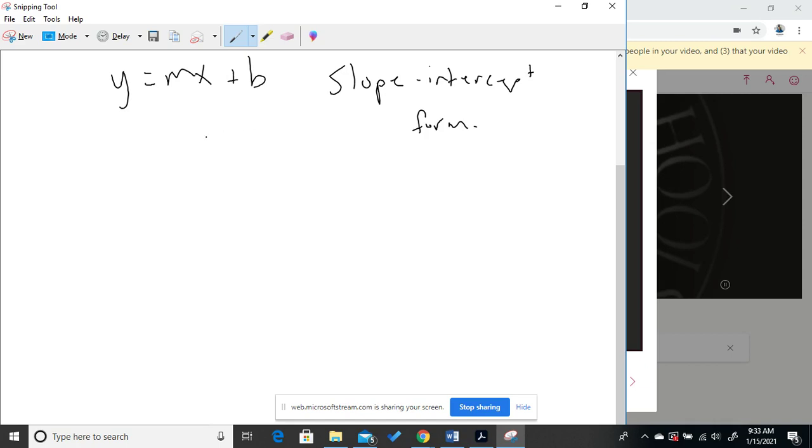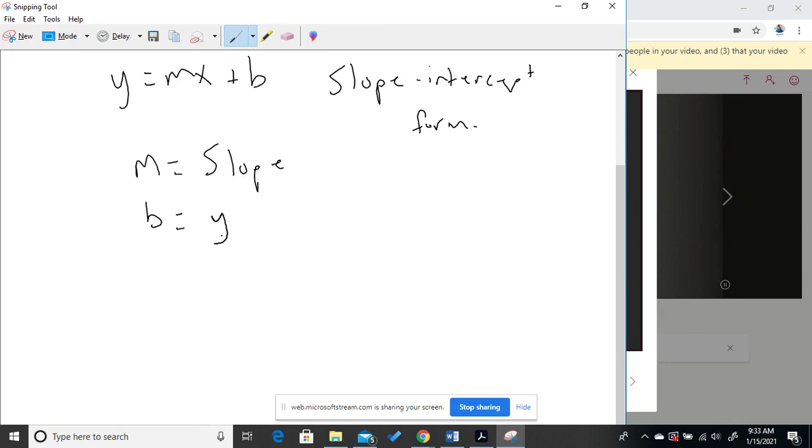Okay, and it's called that because you have a slope and a y-intercept. So m in this equation is your slope. And b is your y-intercept.